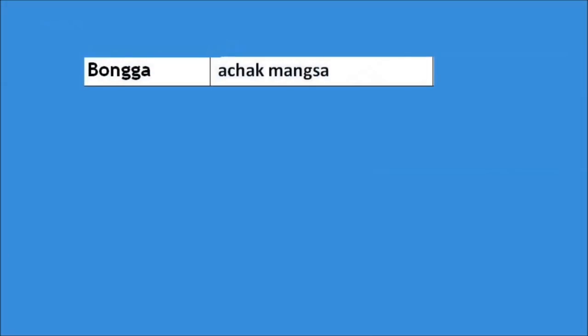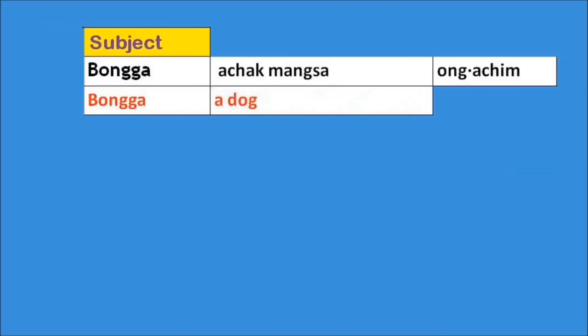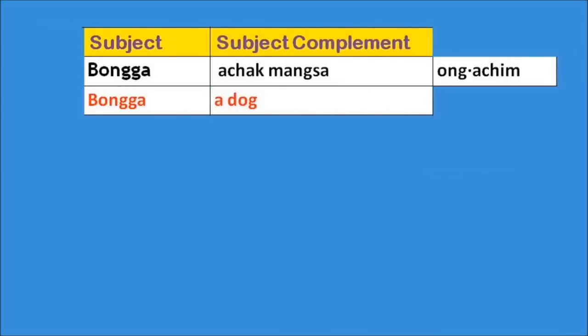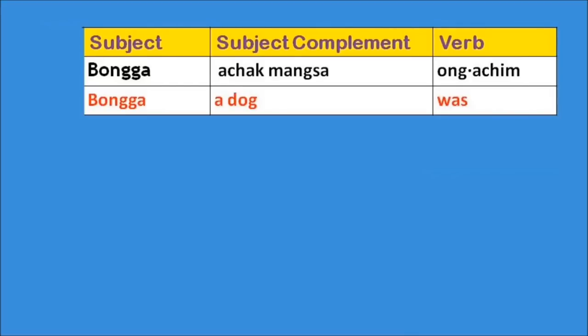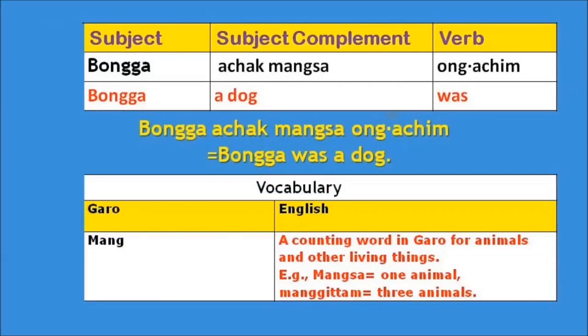Bonga achak mangsa ong acham. Bonga, a subject. Achak mangsa, subject complement, a dog. It describes who or what Bonga was. We know Bonga was a dog with the help of linking verb was, ong acham. Bonga achak mangsa ong acham. Bonga was a dog. Mang, counting word in Garo for animals and other living things. Example, mangsa, one animal. Mangatam, three animals.